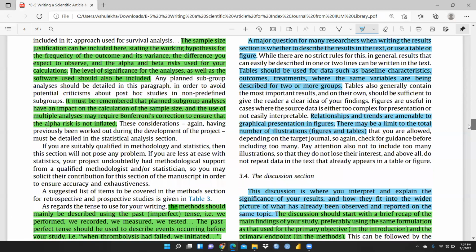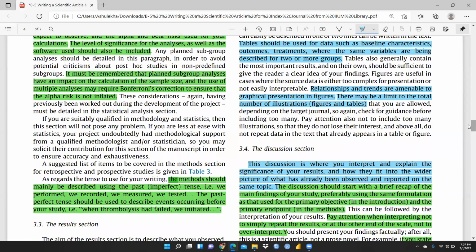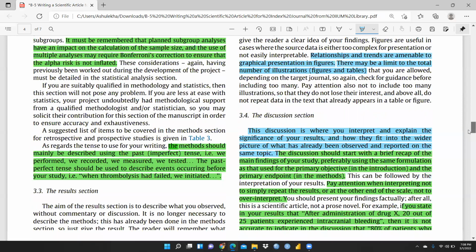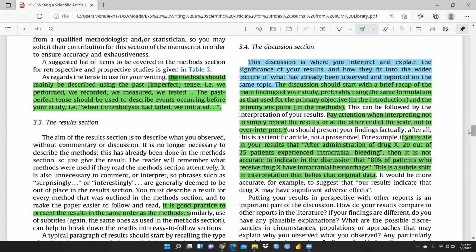And relationships and trends are amenable to graphical presentation in figures. There may be a limit to the total number of illustrations, figures, and tables. When we come to the discussion part, the discussion is where you interpret and explain the significance of your results and how they fit into the wider picture of what has already been observed and reported.